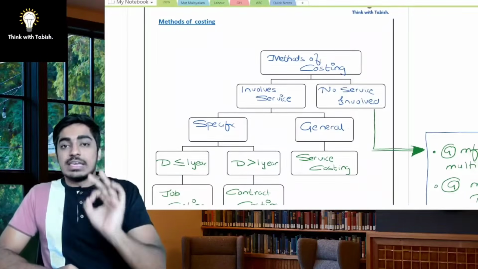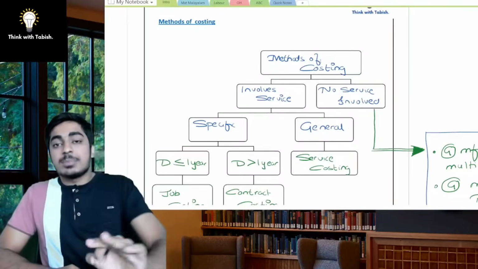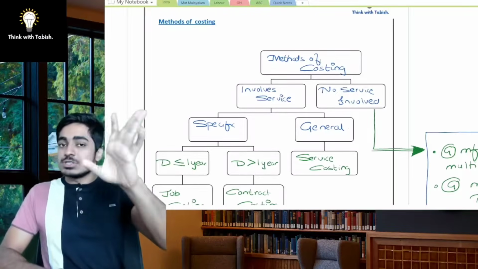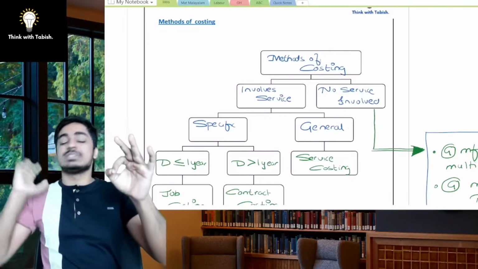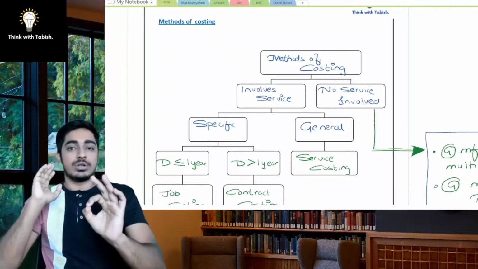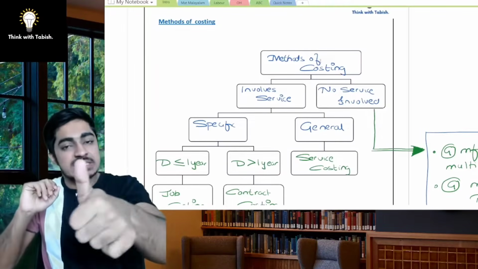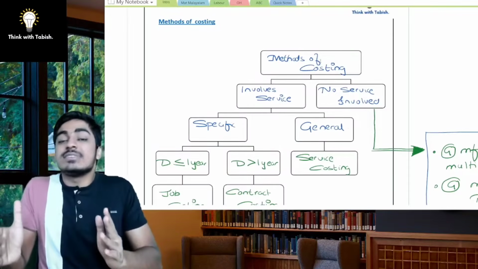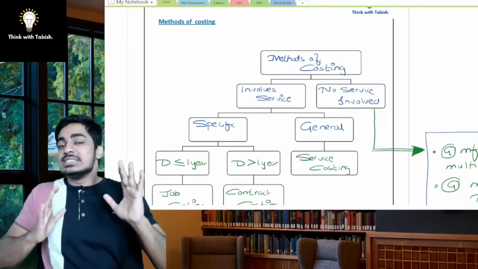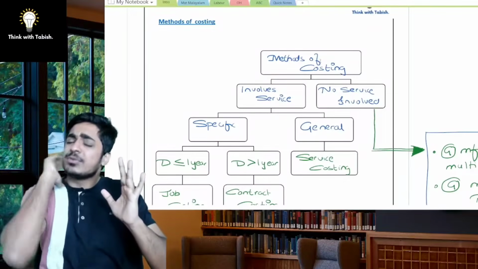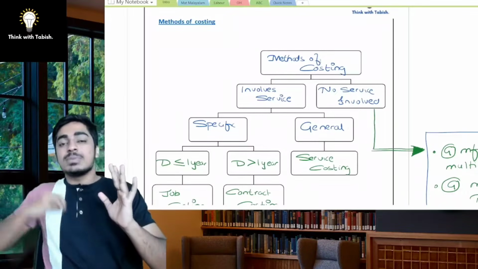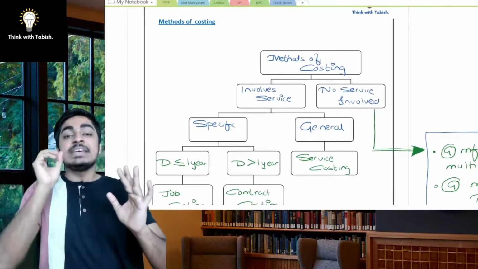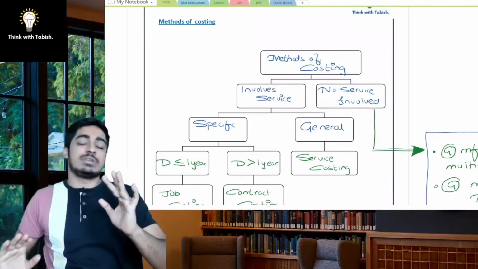Methods of costing: we ask if the goods or services we are providing involve service. If service is involved, either we are providing goods plus service or only service. We should ask whether it is a general service or a specific service. General service is a service which is applicable for all the people. I go on a bus, you go on a bus, another person goes on a bus. It is the same service to all the people. If it is a general service, service costing will be applied.